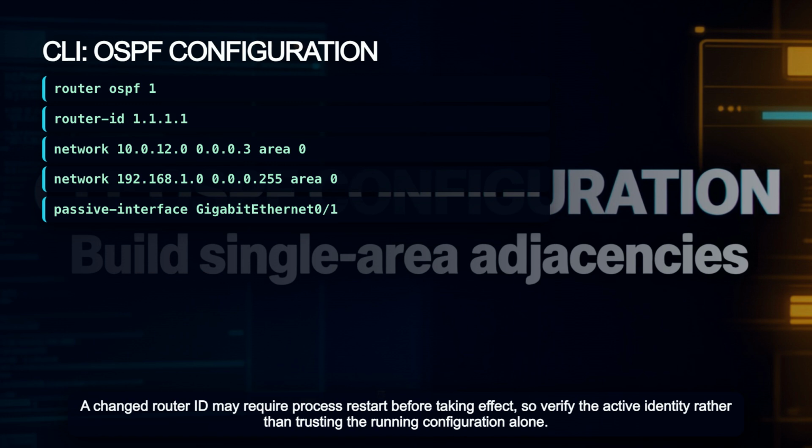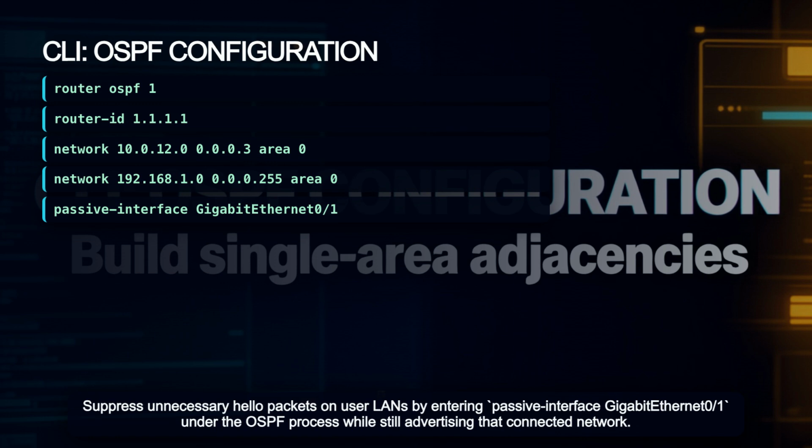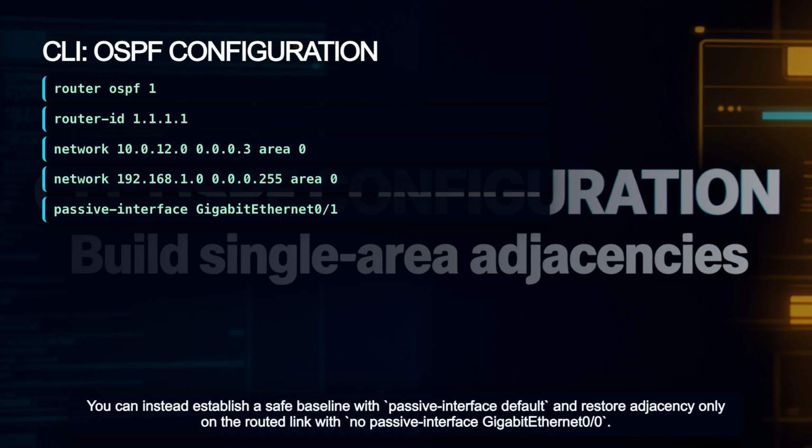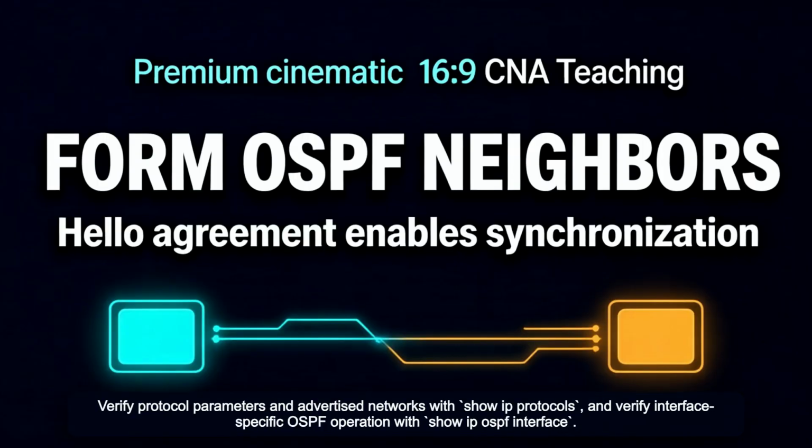Suppress unnecessary hello packets on user LANs by entering passive-interface gigabitethernet 0/1 under the OSPF process, while still advertising that connected network. You can instead establish a safe baseline with passive-interface default and restore adjacency only on the routed link with no passive-interface gigabitethernet 0/0. Verify protocol parameters and advertised networks with show ip protocols, and verify interface-specific OSPF operation with show ip ospf interface.